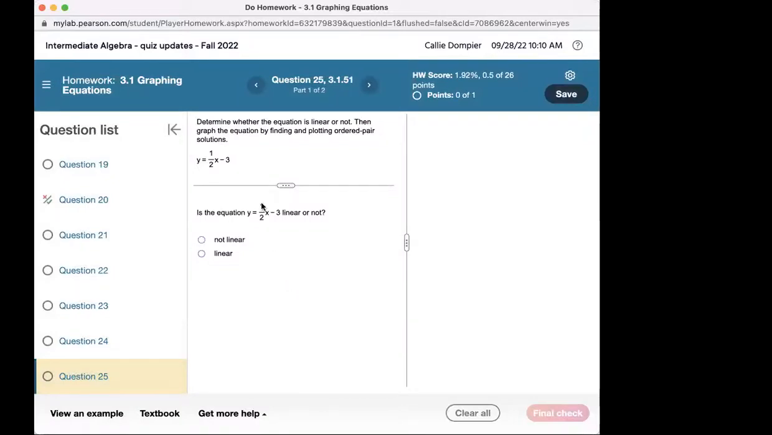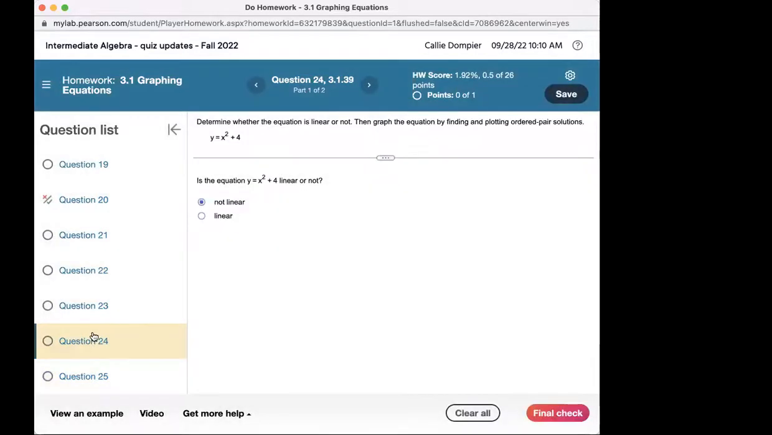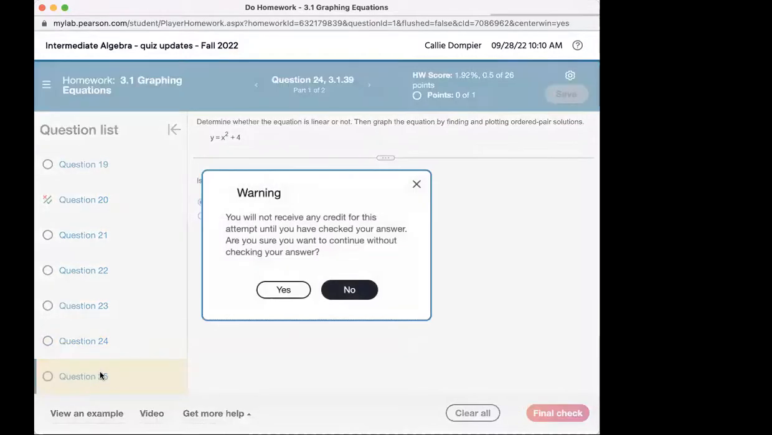All right. What else? Is this linear or not? Yes, it's still linear because x is not squared, right? It's not raised to any power except 1. It's just 1/2 times x. Put that into Desmos, or again, you can make a table.